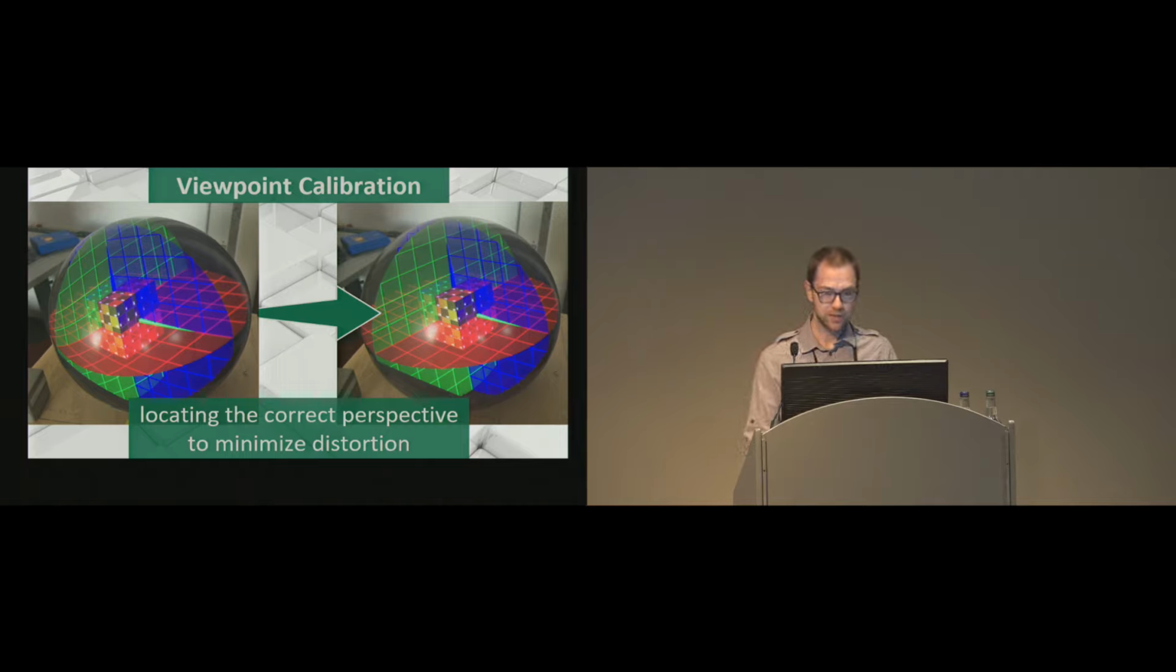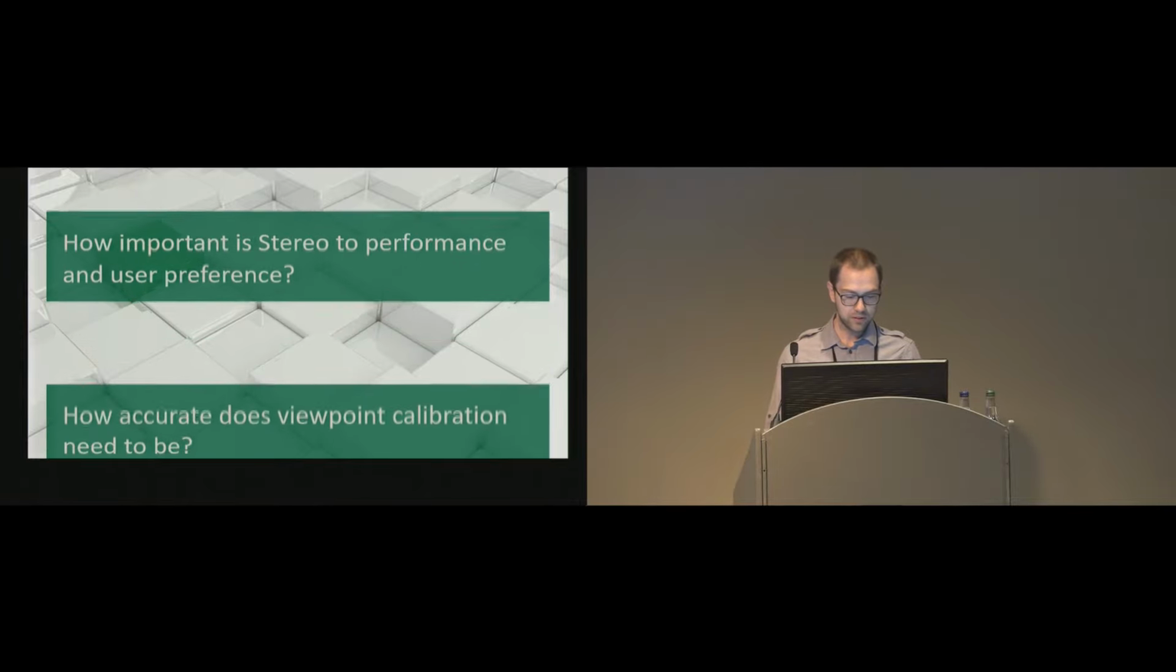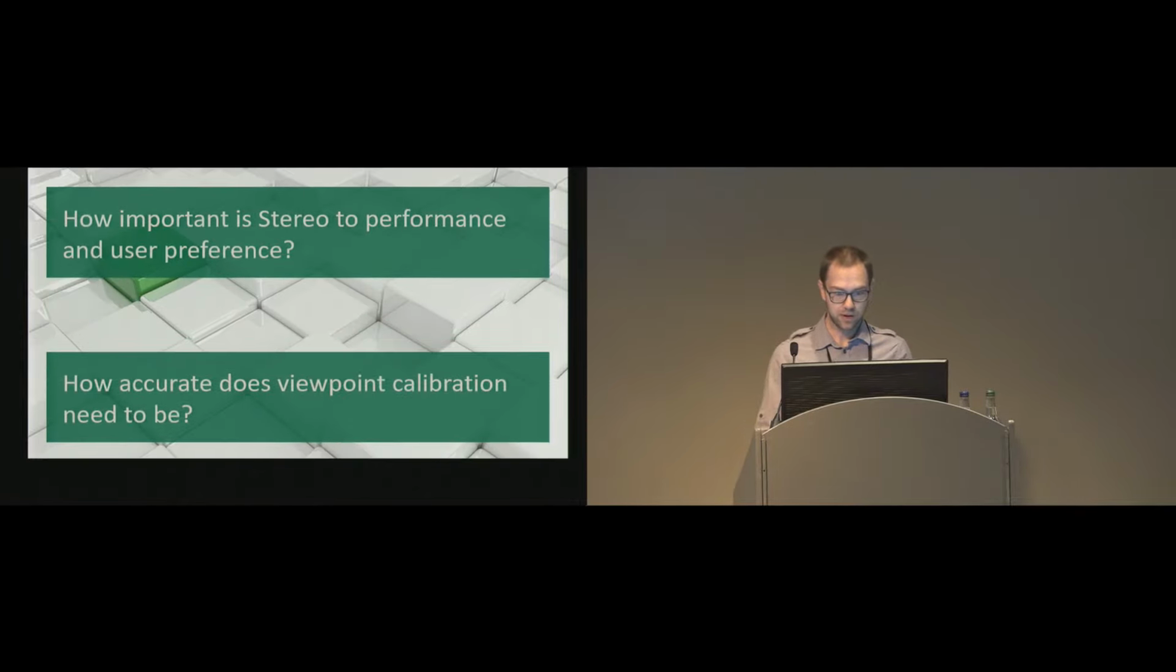This led us to two research questions. Similar to previous research with FTVR, we wanted to know how important the inclusion of stereo is with regards to users' performance in 3D tasks and their subjective preference. We were also interested in gathering accuracy requirements for viewpoint calibration.